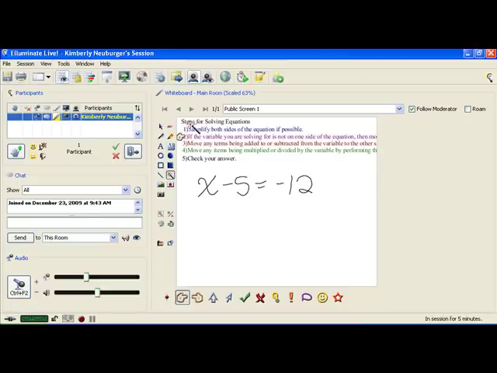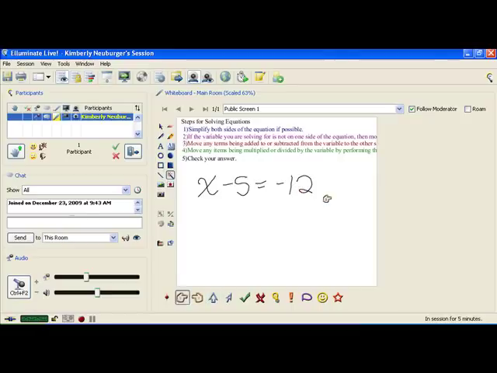And the next step is to see if the variables you are solving for are on one side of the equation. And if you look at this, the variable we're going to be solving for is x, and x is on the left-hand side, and there aren't any x's on the other side. So we know that this particular step is complete for us.